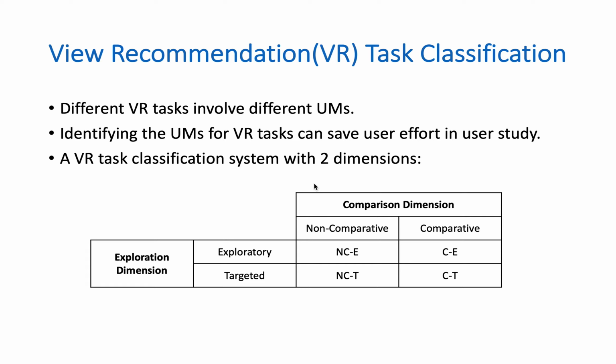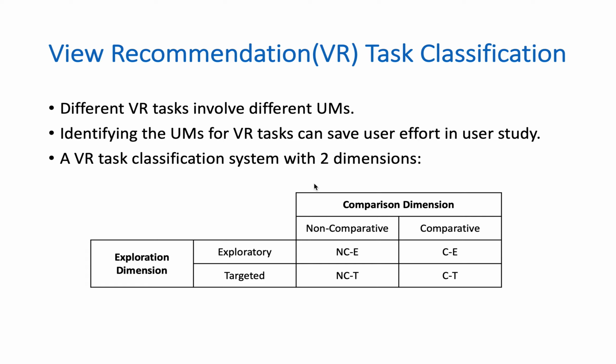The first dimension is called the exploration dimension. Because in analysis tasks, usually some tasks are exploratory, meaning that a lot of views are candidates for interesting views. Some of the tasks are targeted, meaning that only a small portion of the views will be candidates for interesting views. The second dimension is the comparison dimension.